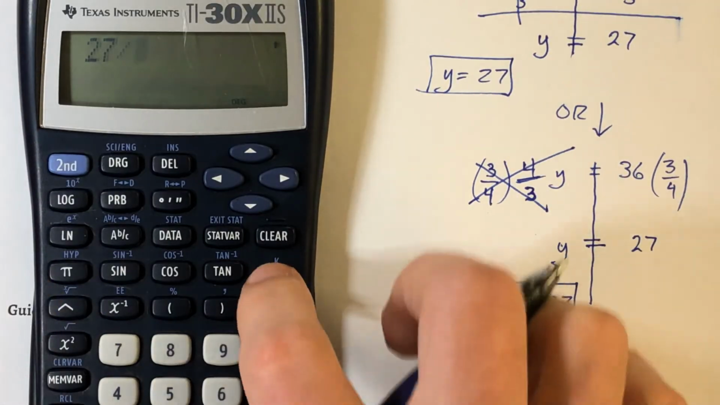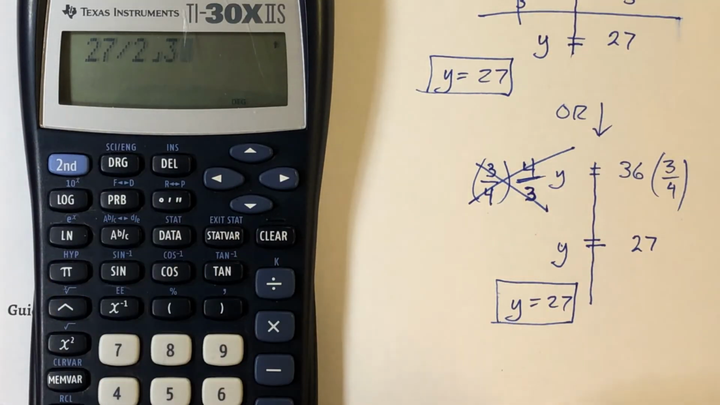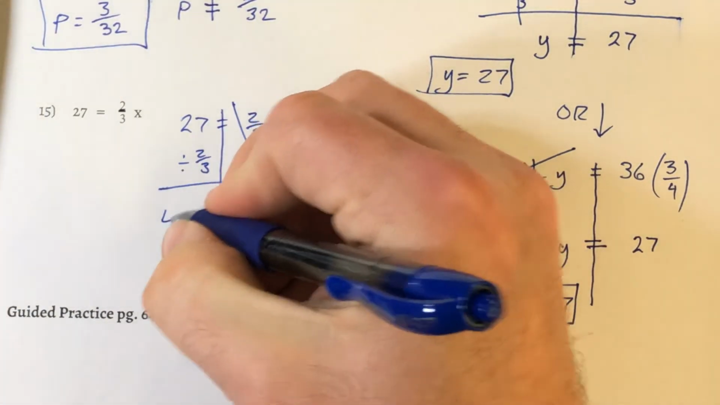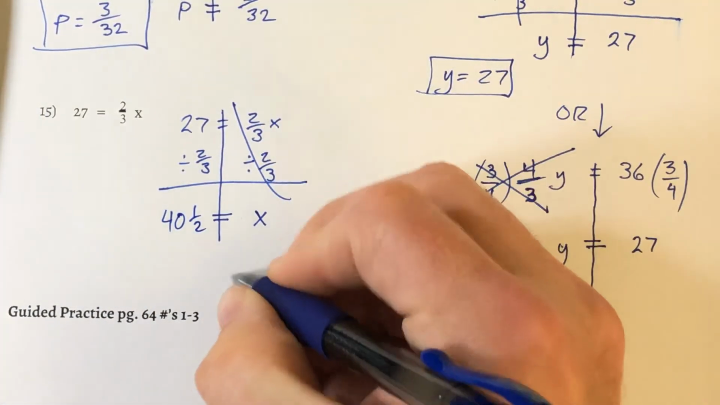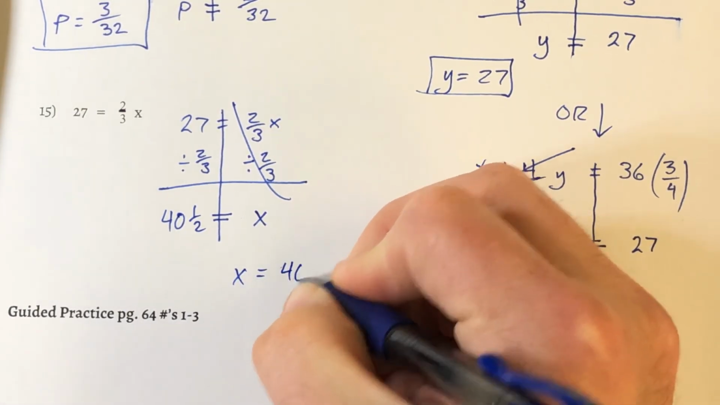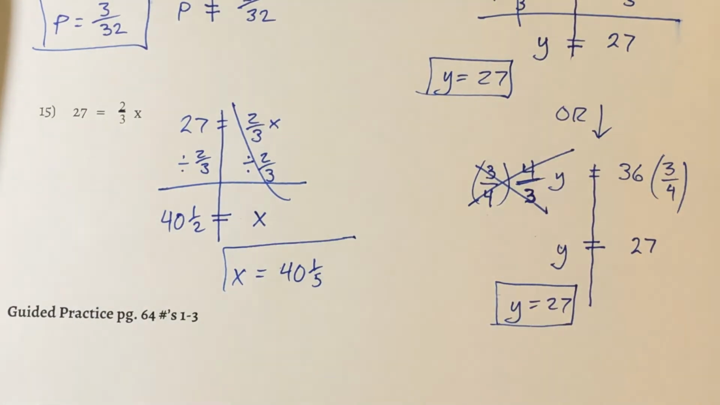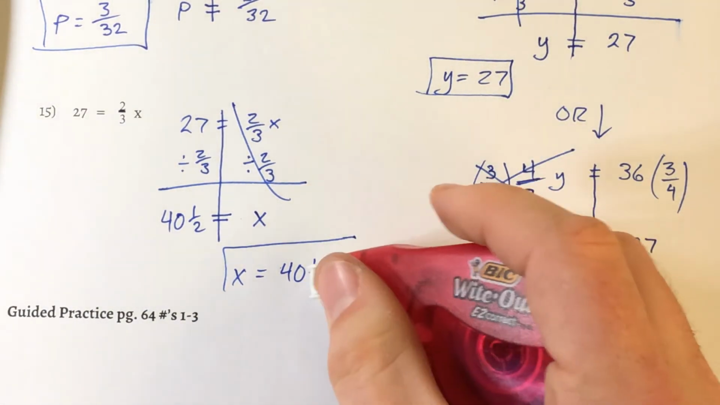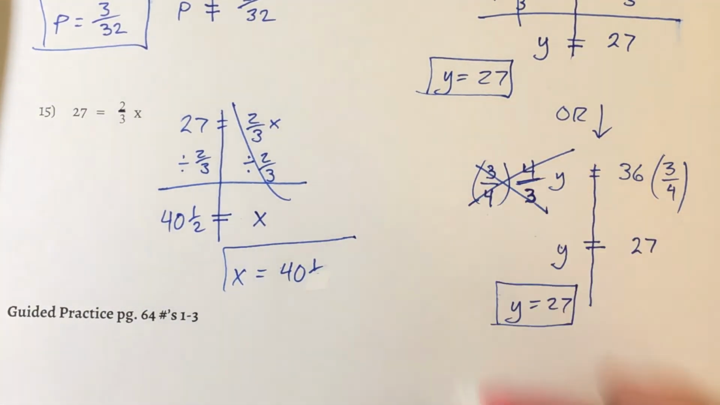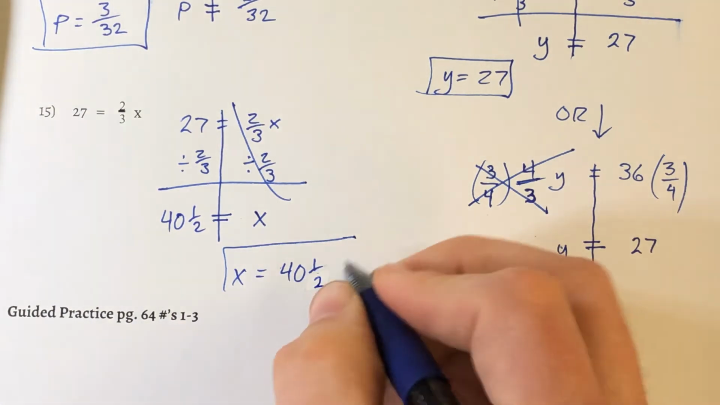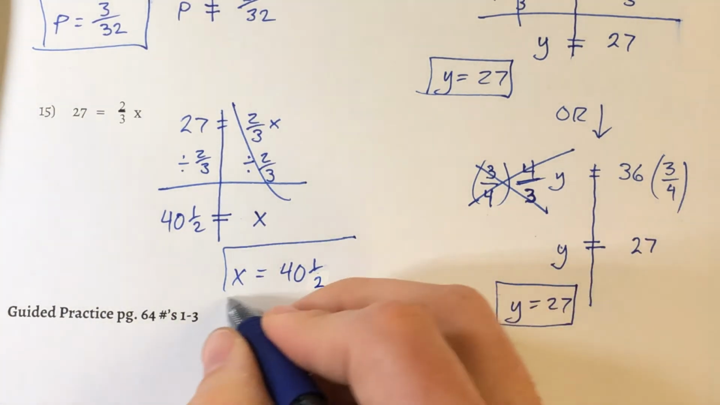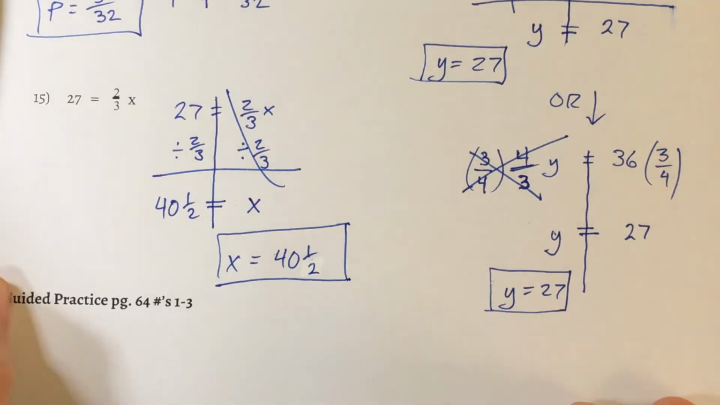Oops. 40.5. So x equals 40.5. That's not a half. I must be very tired. That's better. Just worried about myself for a moment.